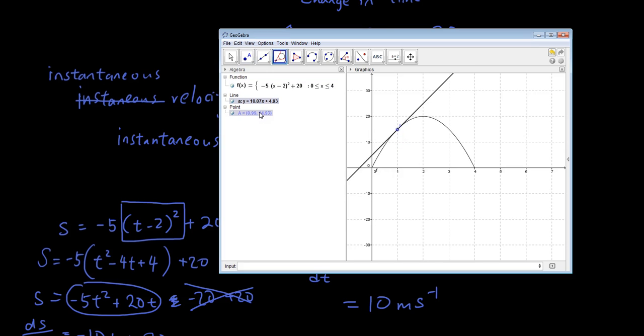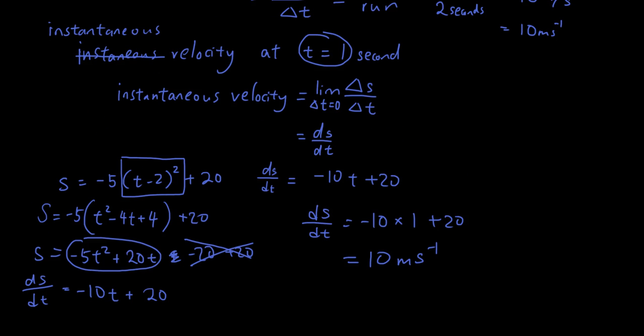Okay, and let's have a look at the equation of this tangent line. And it is approximately 10 for the gradient of the tangent line. Alright, so we have got it correct. The gradient at time is equal to 1 is 10 meters per second. So therefore, the rate of change of displacement with respect to time when t is equal to 1 second is equal to 10 meters per second.